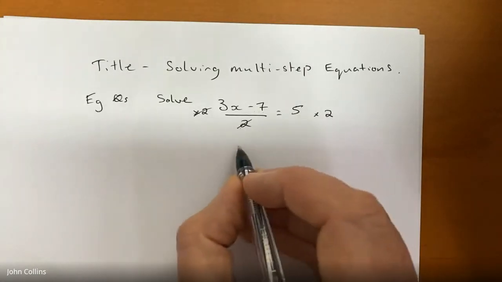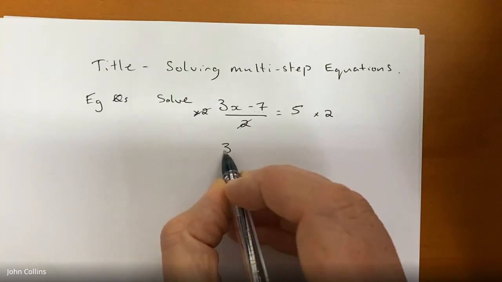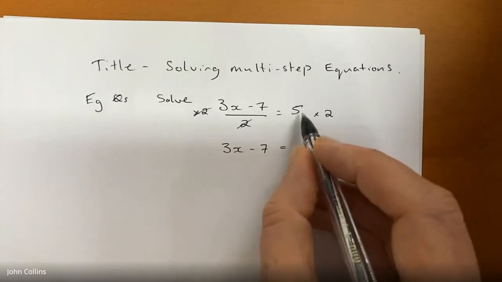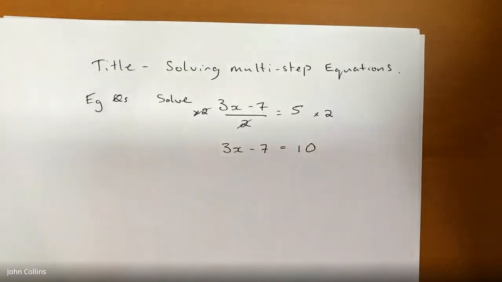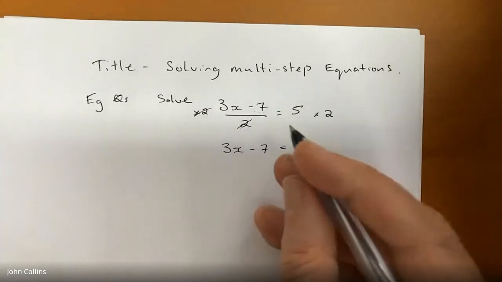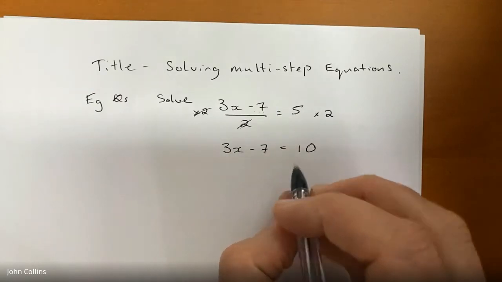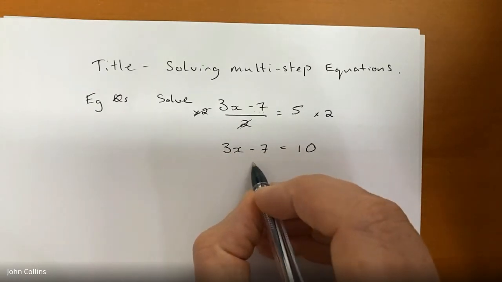So let's rewrite our equation now. So this is step 1 done. 3x minus 7 remains, and 5 times 2 on this side is 10. Right. So now, to finish, it's just a 2-step equation. I need to get rid of -7 and 3. So let's get rid of the 7 first. That's a -7, so the opposite to it is adding 7.